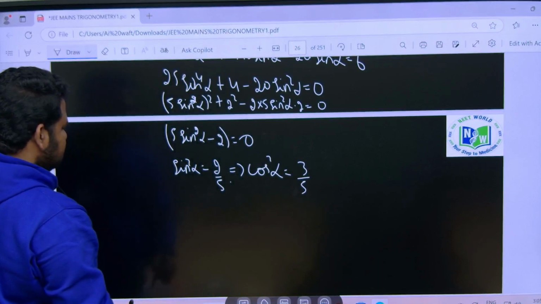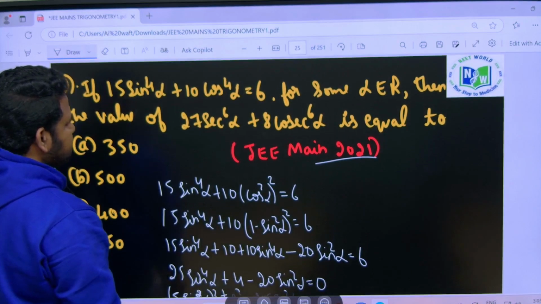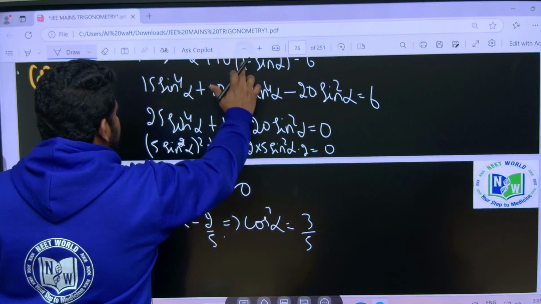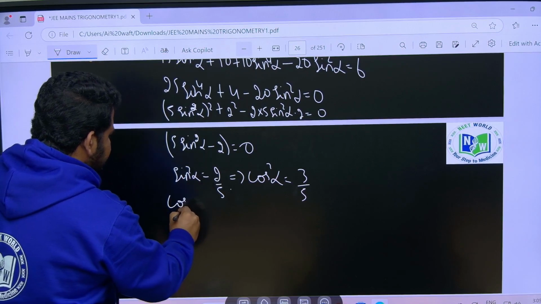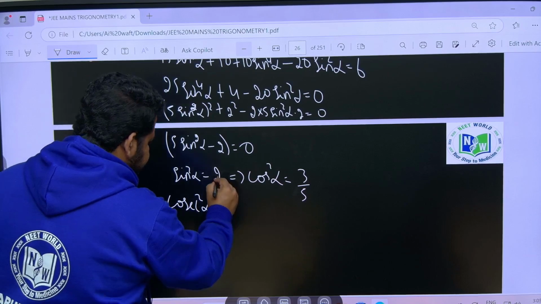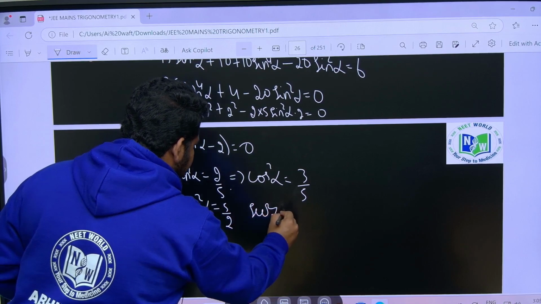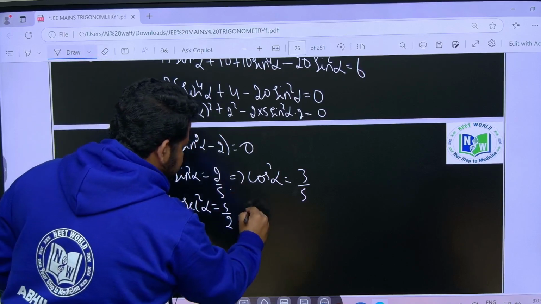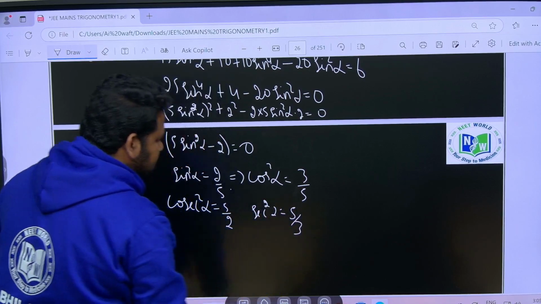So we got sine square alpha and cos square alpha. Sine square alpha is this much, so cosec square alpha is how much? Cosec square alpha will be 5 by 2. Secant square alpha will be 5 by 3. Got it?